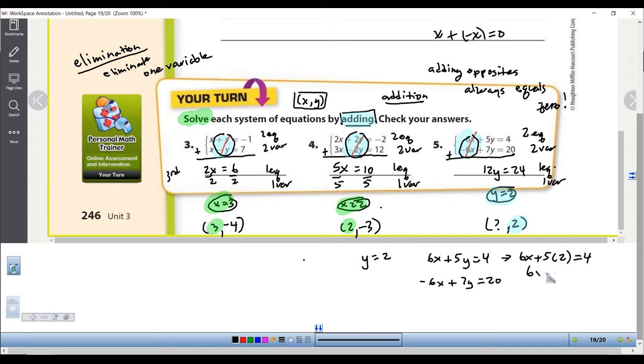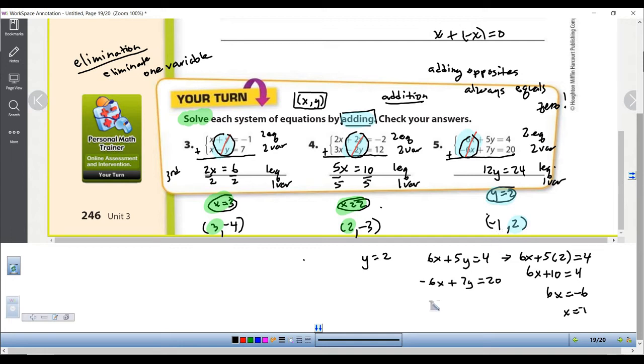So here we go, 6x plus 10 equals 4. Now I'm going to solve that equation by subtracting 10. 6x equals negative 6, so x is negative 1. So now we can replace that question mark with a negative 1. So now I'm pretty sure that x is negative 1 when y is 2.